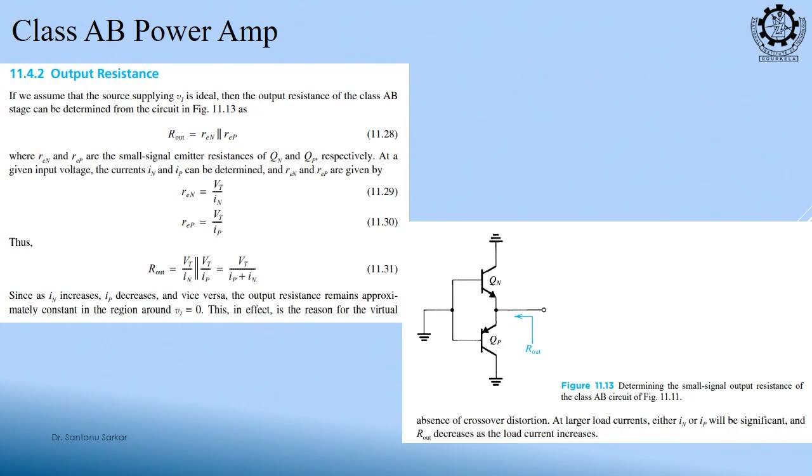And what will be the output impedance? This is the NPN and this is the PNP. So, Rout will be the emitter resistance of Qn in parallel with the emitter resistance of Qp, so REN parallel REP will be the output resistance. We all know that the emitter node has less resistance, and our target is to have high input impedance and less output impedance. So, this configuration helps.